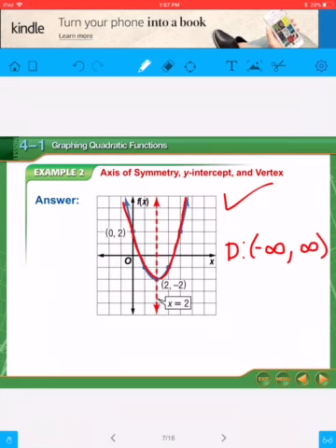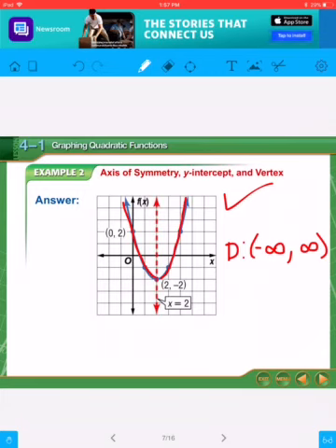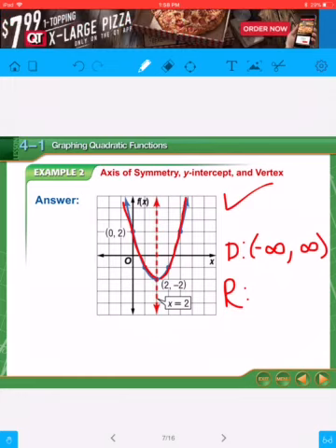So our domain is negative infinity to positive infinity, and that's going to be the domain for every single quadratic. Our range is a little different though. You have to start from your smallest possible y value to your biggest possible y value. And we can look at the graph for this.